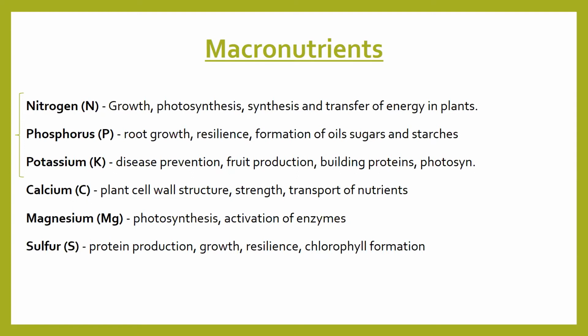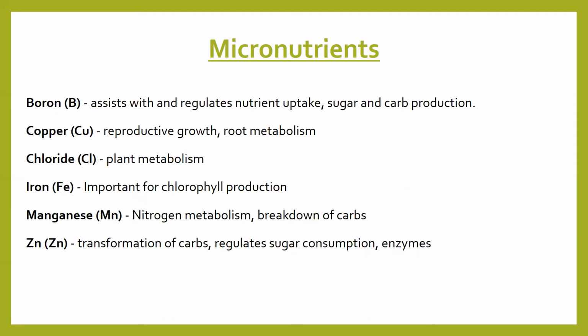But in smaller amounts, but still as important, are the micronutrients. These are things like boron, copper, iron, manganese, zinc, and molybdenum, which isn't on here. And a lot of these have really important relationships to plant function and soil function. So soil that has a good balance of micronutrients will be able to help plants regulate nutrient uptake and sugar and carb production, or reproductive growth, metabolism, chlorophyll production, breaking down carbs and transforming them. So these are the micronutrients. So between the macronutrients and the micronutrients, you have a pretty important component of soil chemistry.